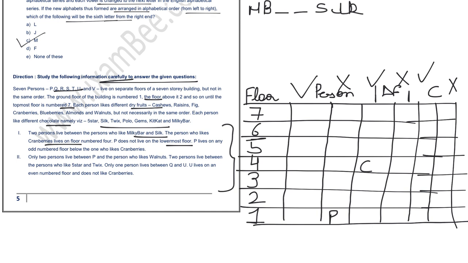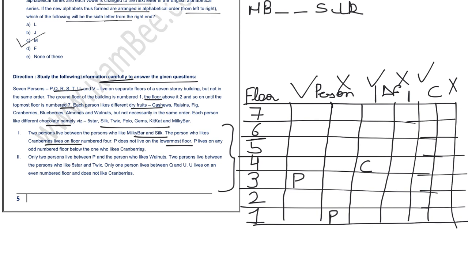Now it is given that P lives on any odd number floor below the one who likes cranberries, right? So it is given to you that the person who likes cranberries lives on the 4th floor, and P lives on any odd number floor below the one who likes cranberries. Now P does not live on floor number 1, and the only odd number floor left for P is 3. So it is definite that P lives on floor number 3. So you can place P at the 3rd floor.